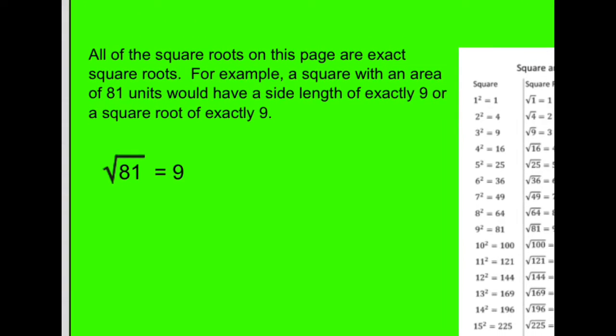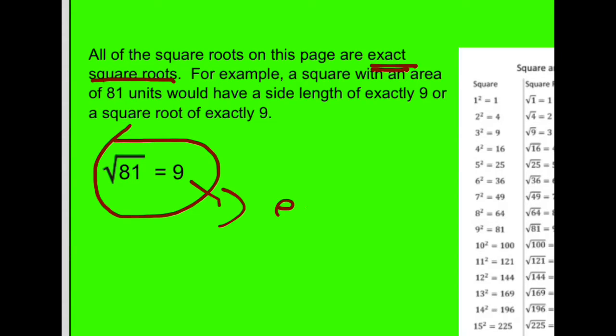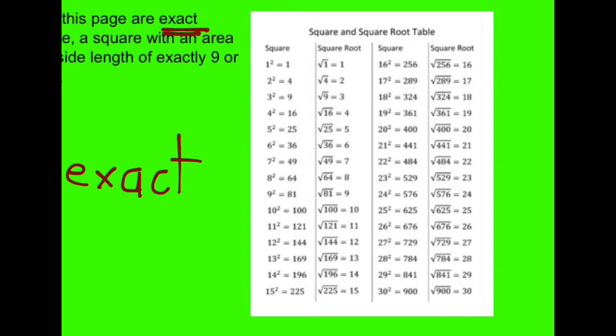So all the square roots on this page are exact square roots, which means they're not decimals, they are not fractions, they are exact square roots. So for example, a square with an area of 81 units would have a side length of exactly 9, or a square root of exactly 9. And that's what this shows right here. The square root of 81 equals 9, and that is an exact number. That's not an estimate, that's not an approximate, that is an exact answer.